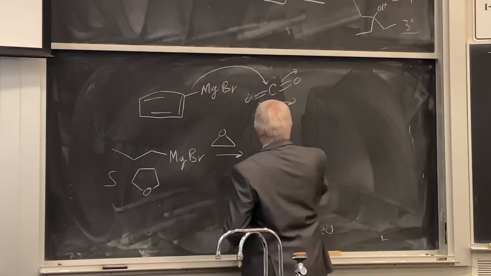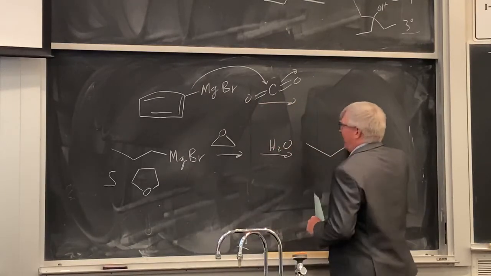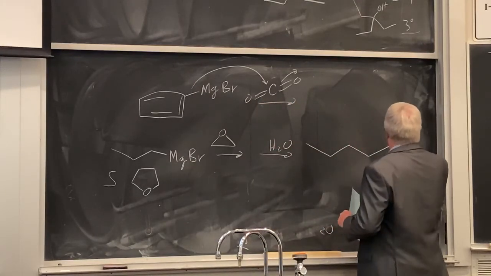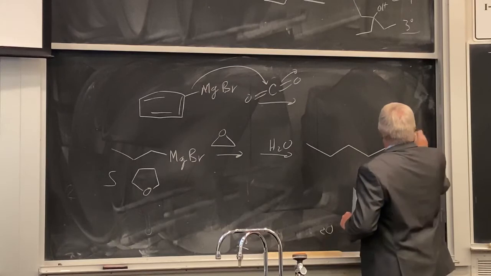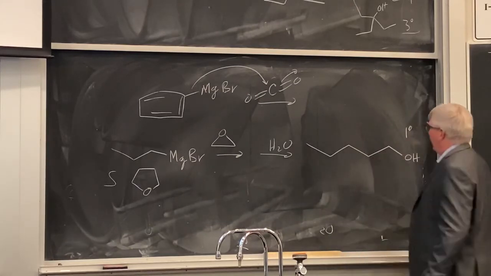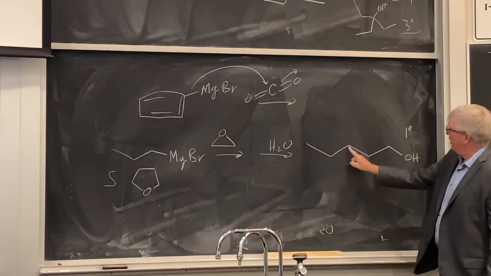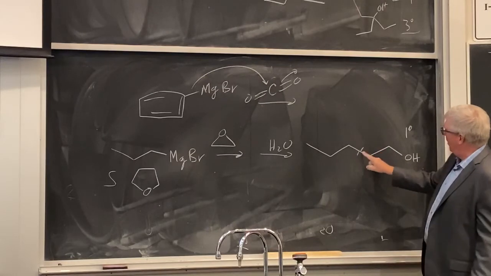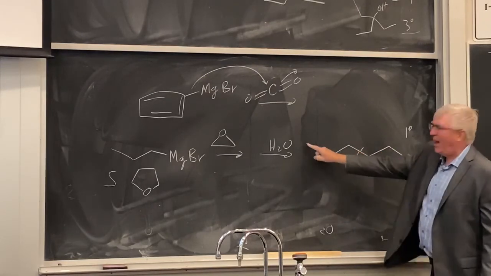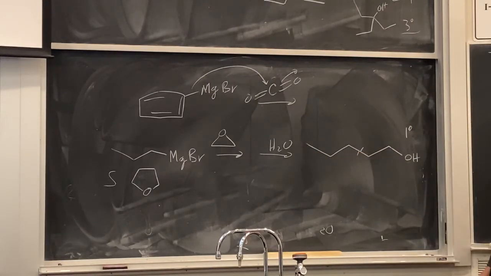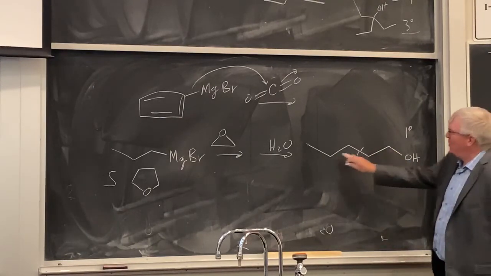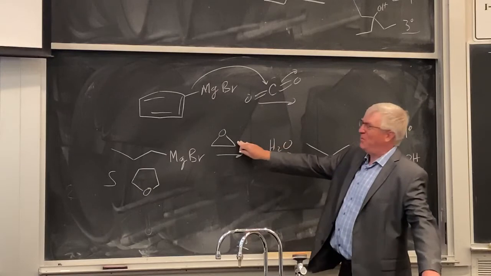After we quench with water, guess what we get here? We get the primary alcohol that has 2 extra carbons in it. Here is our propyl group. We just made this bond. 1, 2, 3, 4, 5 carbons. What's up with this? Well, obviously we added 2 more carbons from the ethylene oxide, from the epoxide.